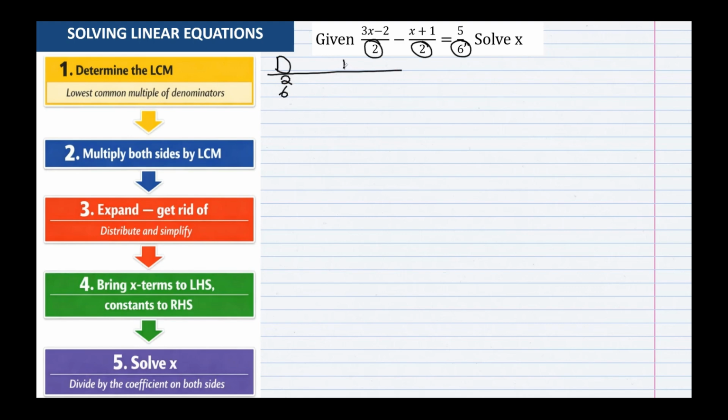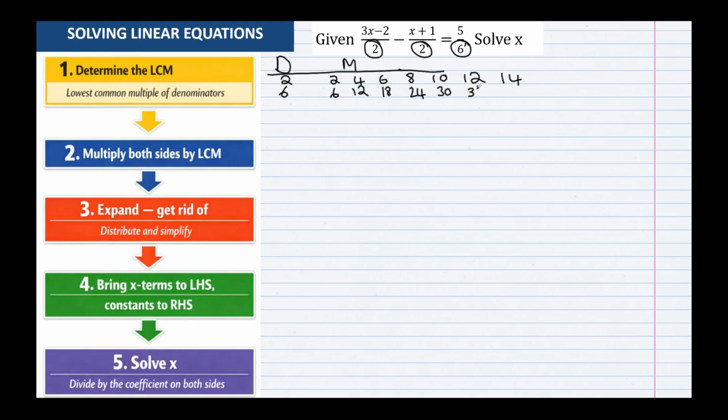So for 2 it's going to be 2, 4, 6, 8, 10, 12. You can go further, 14, right? And then for 6 it's going to be 6, 12, 18, 24, 30, 36, and then 42, right?